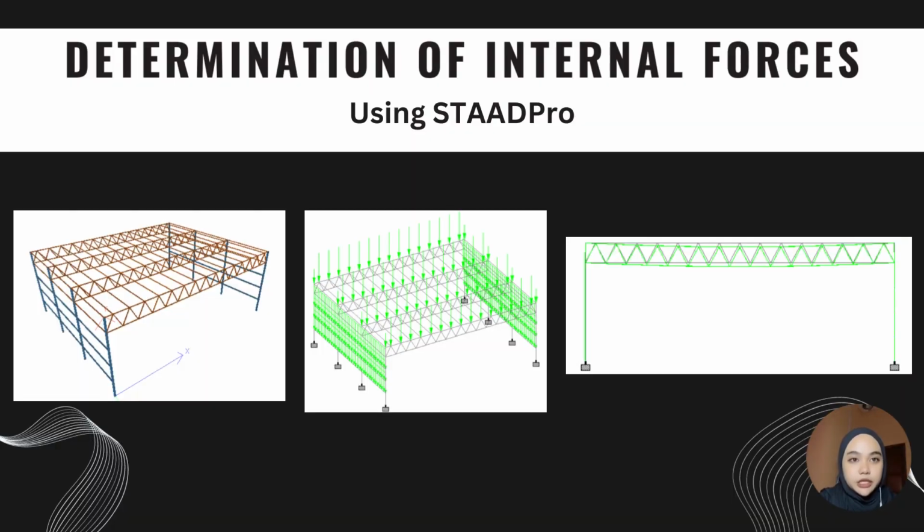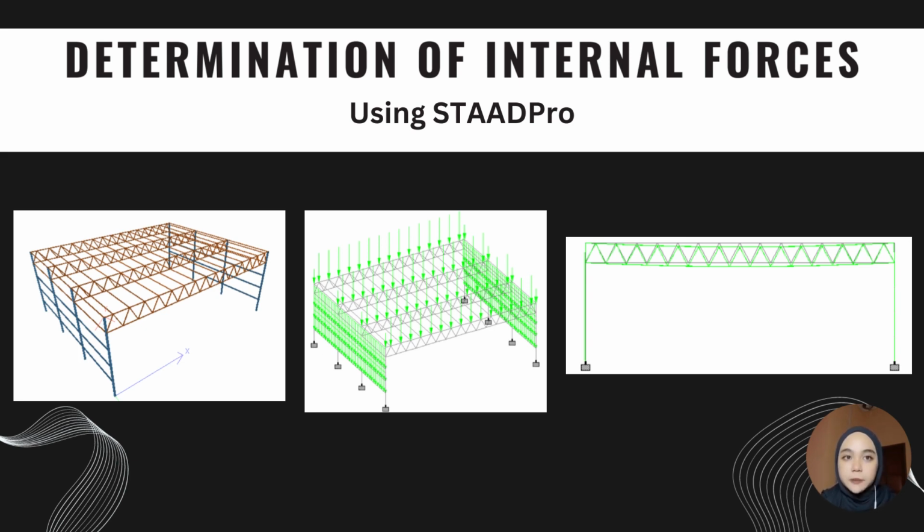Next is determination of internal forces. So we are using StatPro software. The first picture is the geometry of the basketball stadium in StatPro software. The software is used to determine the section of the structure and will analyze and simulate the design structure to determine the structure response to the applied load.